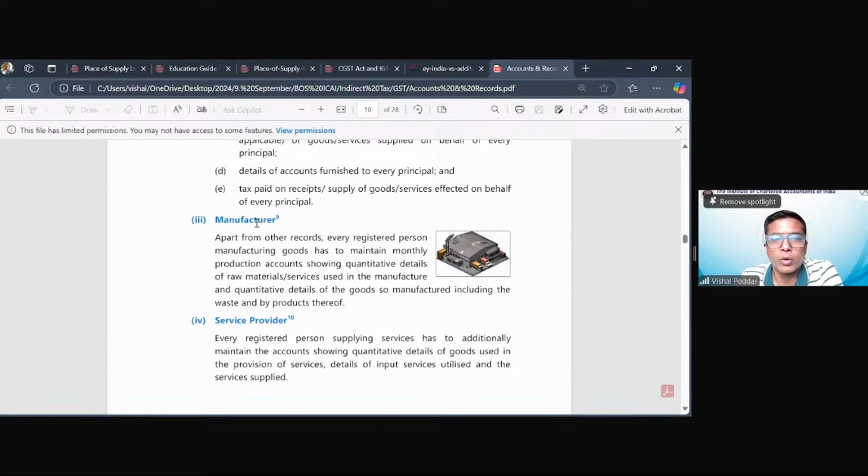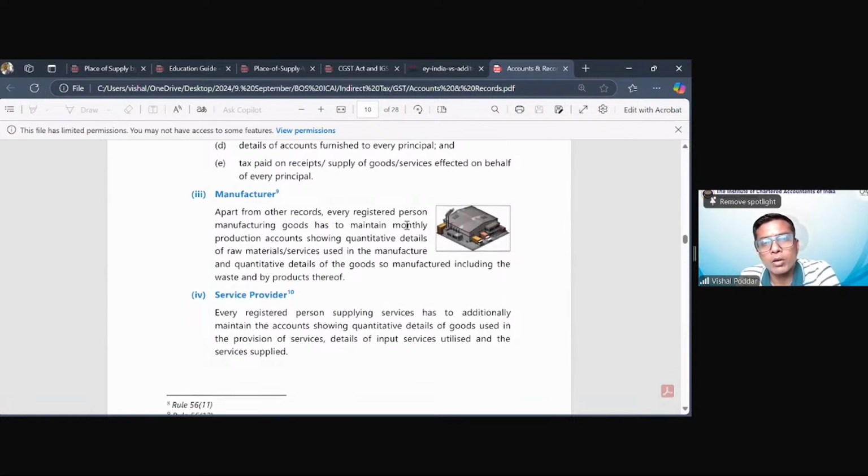Then, as a manufacturer, what are the additional records? Apart from other records, every registered person manufacturing goods has to maintain monthly production accounts showing quantitative details of raw materials used in the manufacture and the quantitative details of goods so manufactured. This is so that tomorrow they can apply the input output ratio to check whether you are showing inflated purchases, maybe because of income tax, to get lower tax over there, or are you showing reduced sales to avoid your output tax or to get the benefit of not paying tax from your pocket?